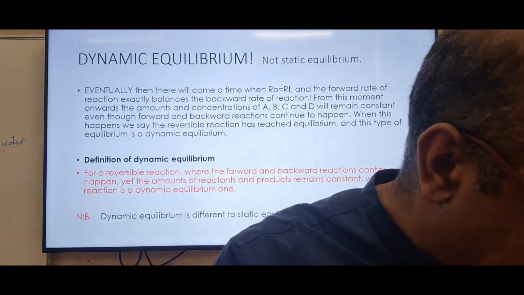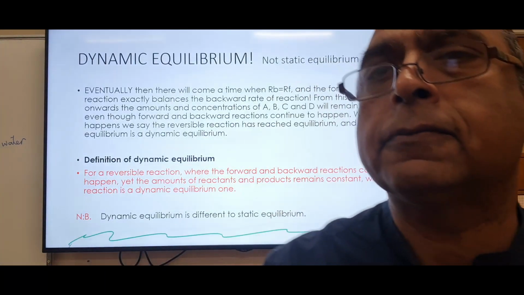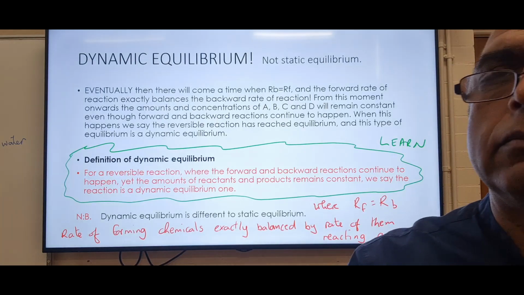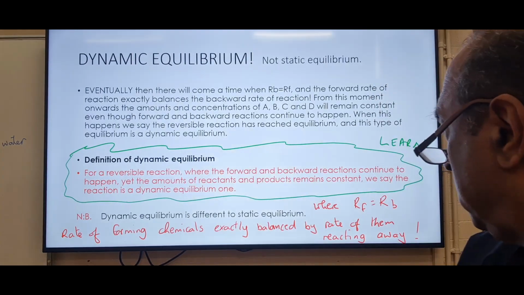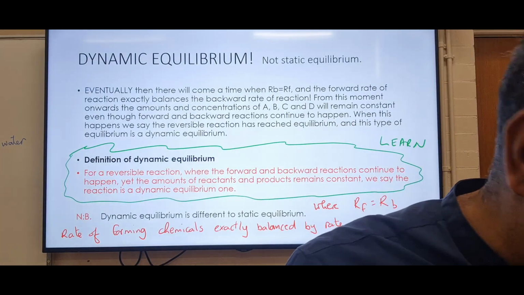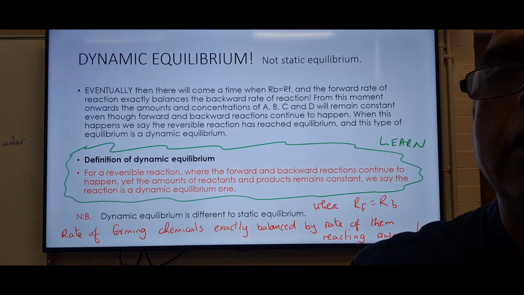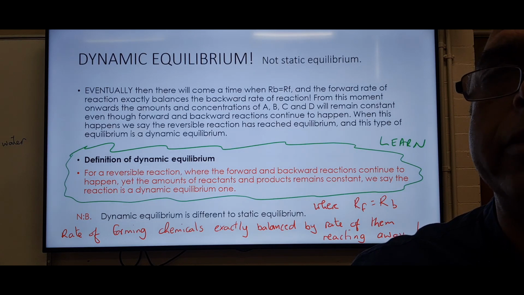Right, let's see what my PowerPoint has in store. Right, learn that. Rate of forming chemicals is exactly balanced by the rate at which they're reacting away. That's when rate forward equals rate backwards.